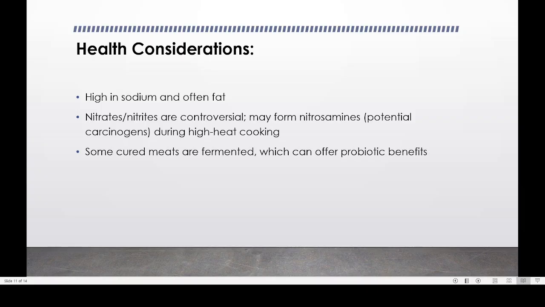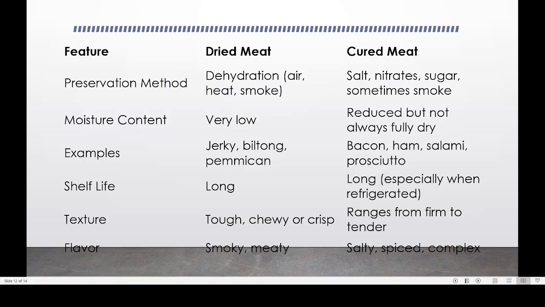Then nitrite and nitrate are controversial. They may form nitrosamines. They can be potential carcinogens, cancer-causing substances, during high heat cooking. So that is one problem. Some cured meats are fermented, which can offer probiotics. Probiotic means that can increase the growth of beneficial bacteria in your intestine and stomach. Such substances are known as probiotics. So here there is a comparison.